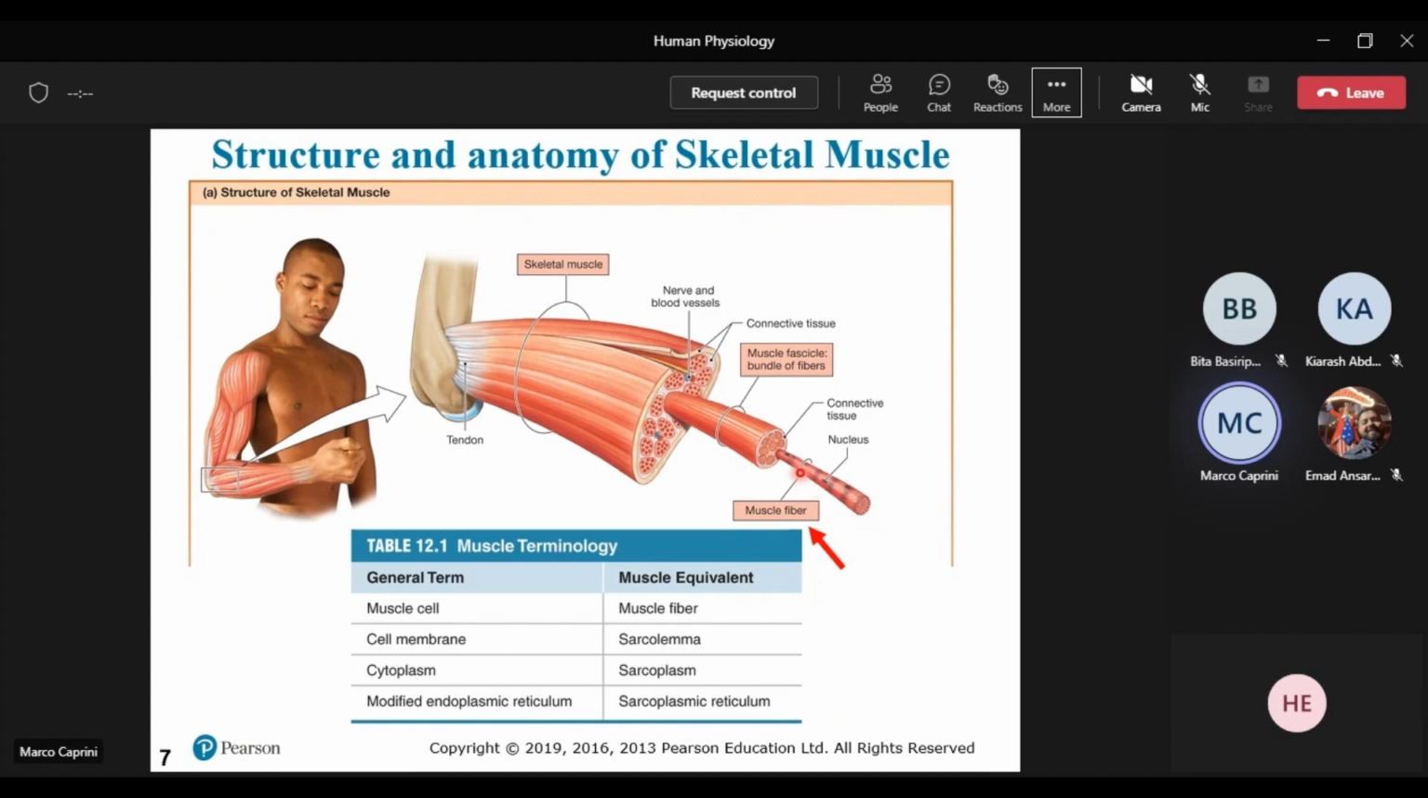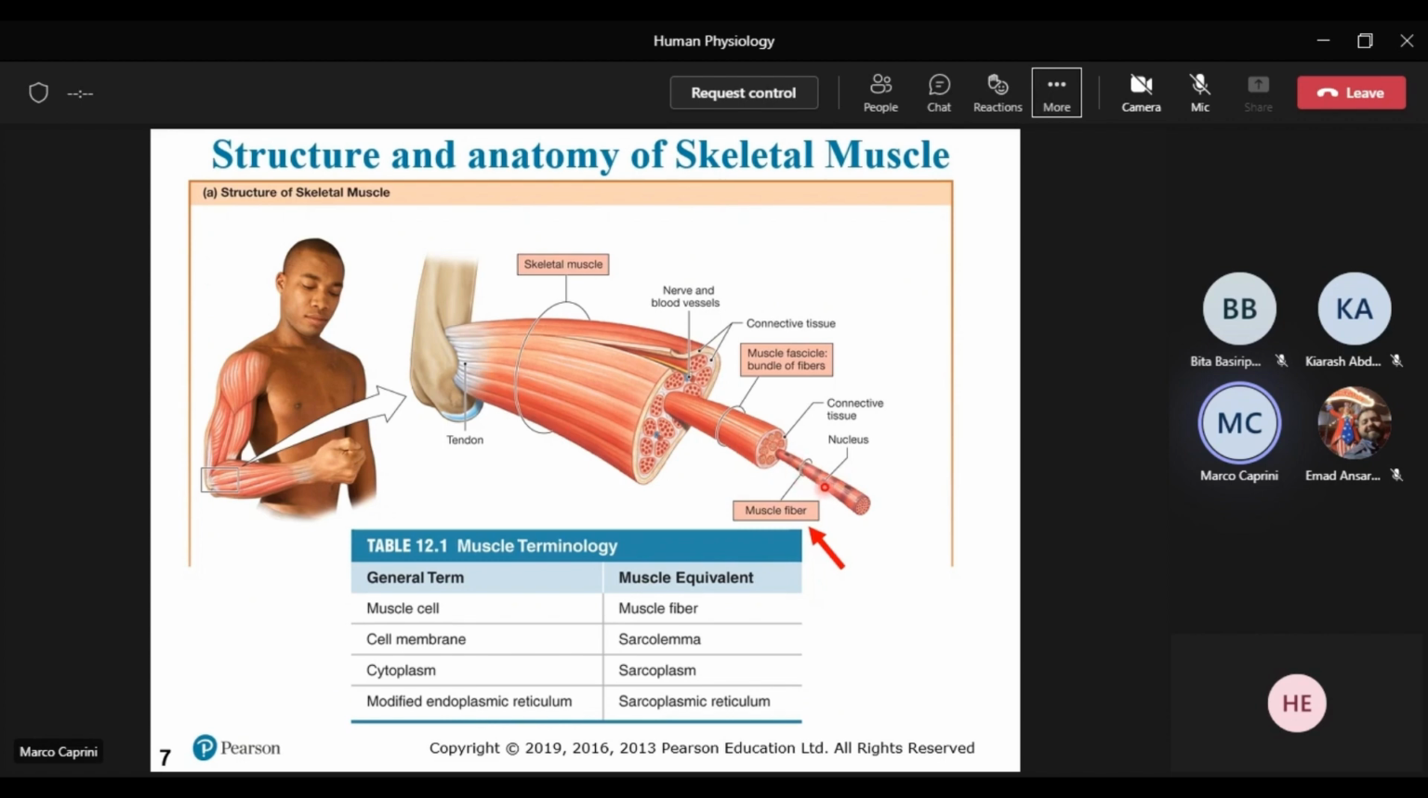The muscle cells, muscle fibers, okay, are long, you can see here, long, cylindrical, and in parallel disposition. A lot of muscle fibers, muscle cells, all together, create a muscle fascicle, a bundle of fibers. You can see here, a lot of muscle fibers, a lot of muscle cells, all together form a bundle of fibers. And here you can see a lot of nuclei.